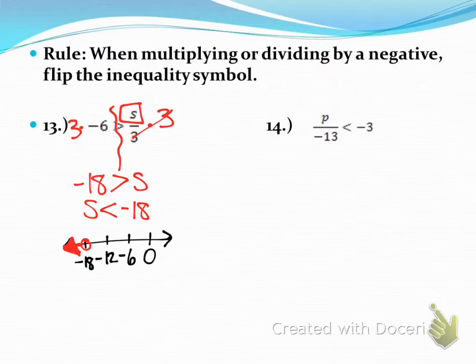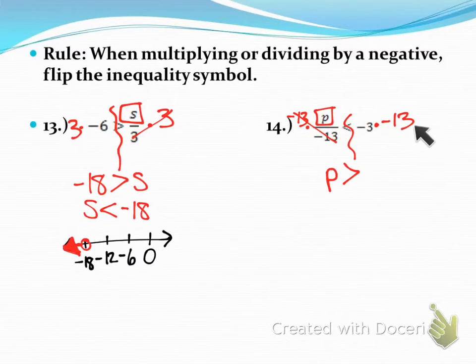On to number 14. I'm trying to get P by itself. Ellie, what should I do to both sides? Multiply by negative 13. Did I multiply both sides by a negative? Yes. So that means that my inequality symbol has to flip right now. So now instead of a less than symbol, it flips over to be a greater than symbol. If you multiply or divide both sides by a negative, the inequality symbol flips.